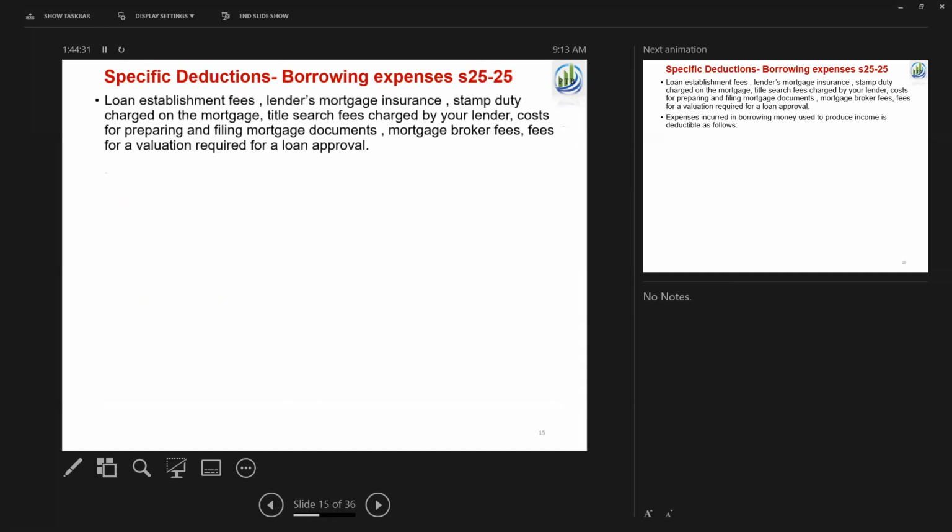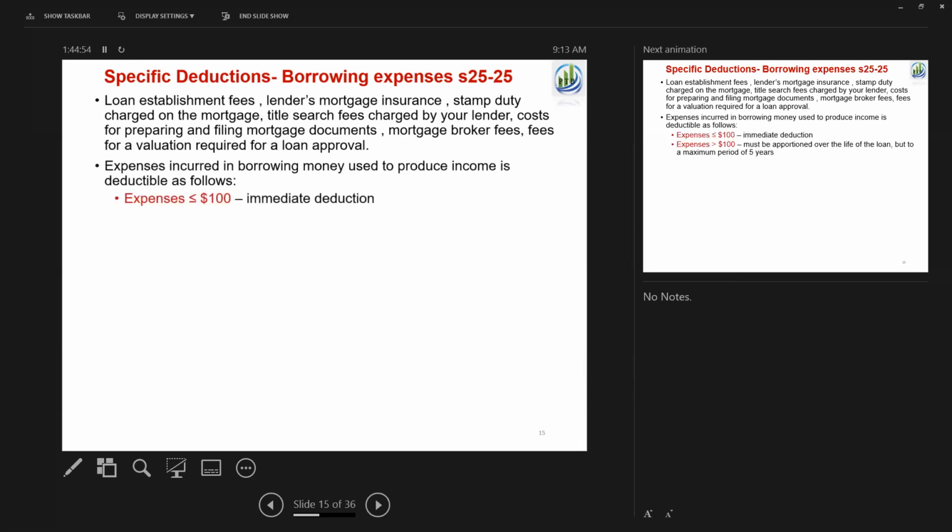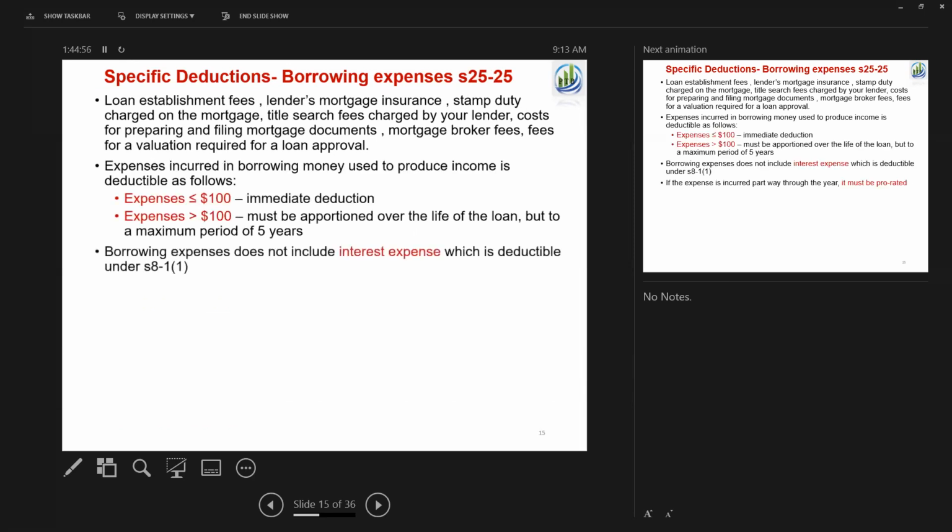Specific deductions for borrowing, I already explained. Before getting the loan, you may spend some money on expenses like loan establishment fees, lender's mortgage insurance, stamp duty, etc. These come as borrowing expenses. These expenses can be deducted from your income tax. However, there's a specific rule. If your expense is less than $100, it's immediately deductible. If it's over $100, you deduct it over 5 years.